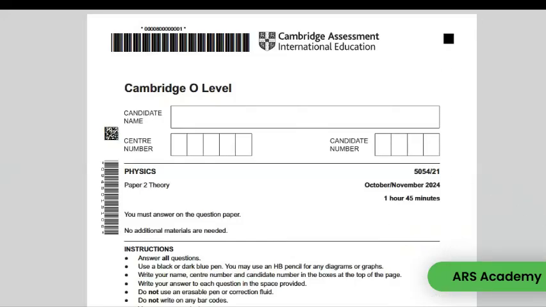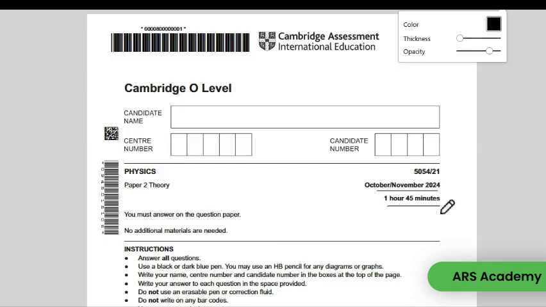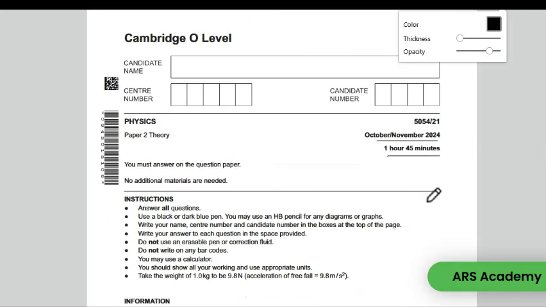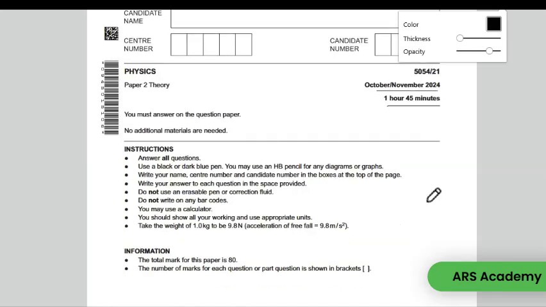Today we'll be solving Cambridge O-Level Physics past paper. This is paper 2 variant 1 from October-November 2024. Now we have 1 hour and 45 minutes to solve this paper, but I'll be showing you how to complete this entire paper as fast as possible and still have time to recheck your answers. So the total mark for this paper is 80. And we will be taking the acceleration of gravity to be 9.8 meter per second square.